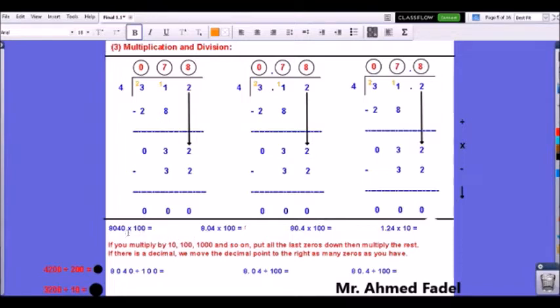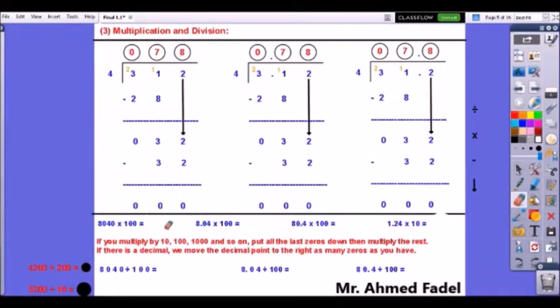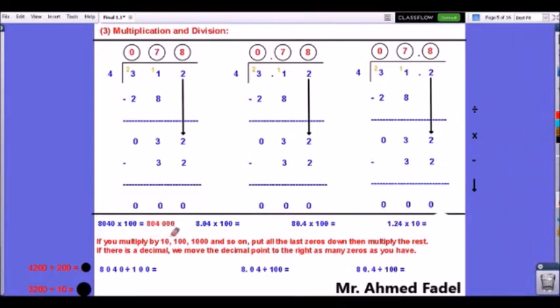Then forget about the zeros. 804 times 1 is just 804. So it's 804 3 zeros, which is 804 what? Exactly, it's 804,000. Okay, again, we just put the 3 zeros there, and 804 times 1 is just 804.